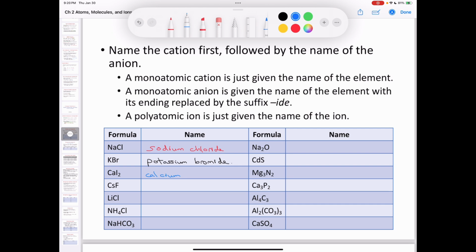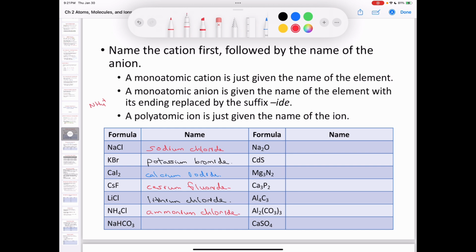Calcium, I don't know if blue is the best choice for this one. Instead of iodine, we have iodide, okay? So calcium iodide. Next one, we have cesium, like this. And then we have fluoride, all right? Then we have lithium chloride. Then we have ammonium chloride. So remember, you've got to memorize that polyatomic ion, right? NH4 plus is ammonium, okay? So ammonium chloride.